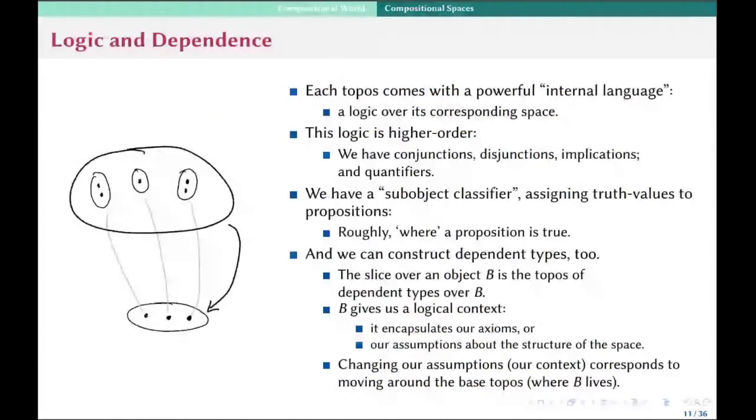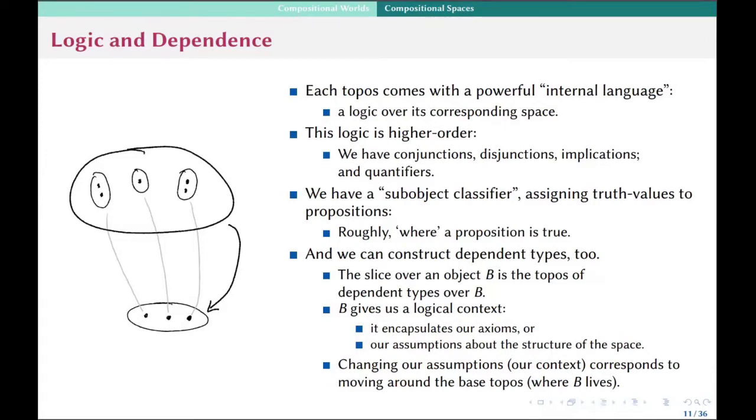But before I do so, I want to talk a bit about what's known as the internal language, what you can say if you just stay in the world of a topos. So the internal language is like a kind of logical language. You can write down propositions about the objects and morphisms, or the types, as it were, in the topos. And this logic is higher order. You have conjunctions and disjunctions and implications and quantifiers that say things like, there exists an X such that Y, or for all X.